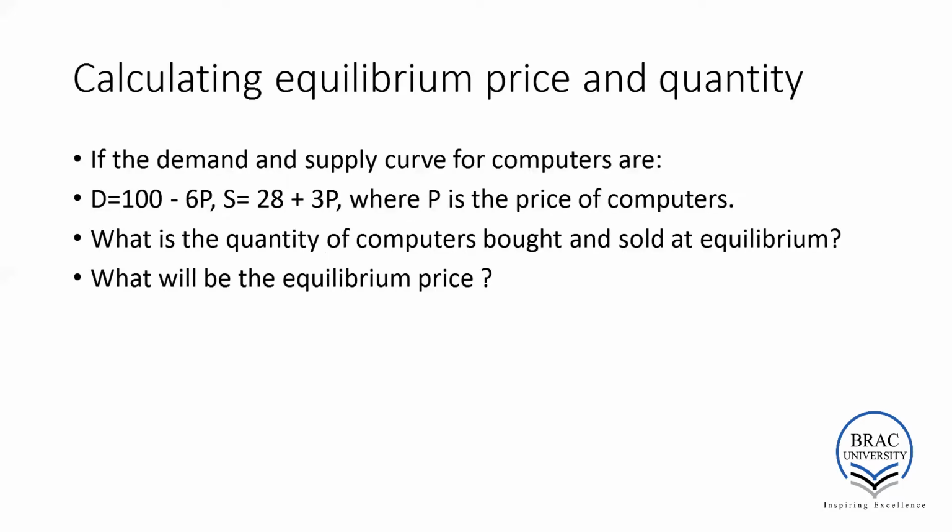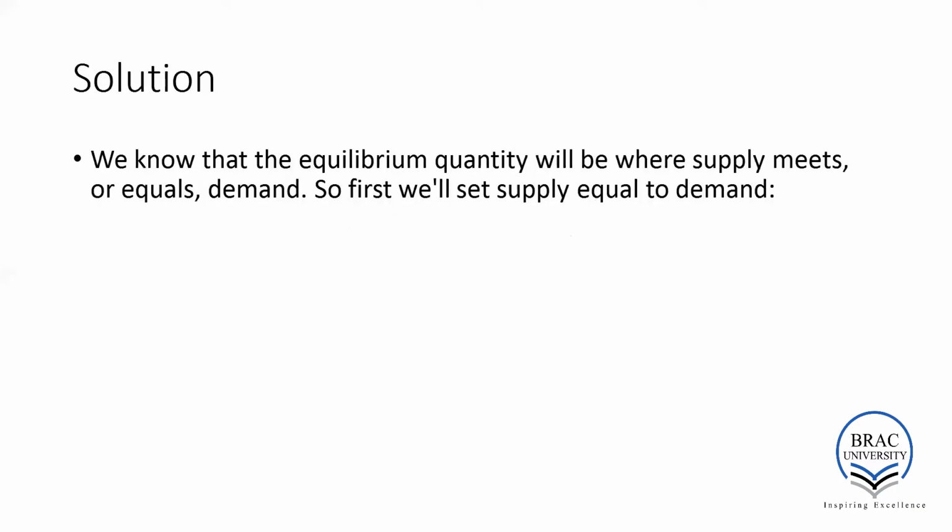At first we will learn how to derive the equilibrium price and quantity from demand and supply curves. If the demand and supply curve equations are given, how do we get the equilibrium quantity and equilibrium price? We already know that at equilibrium, quantity demanded is exactly equal to quantity supplied, or supply meets demand. So we can first set supply equal to demand.